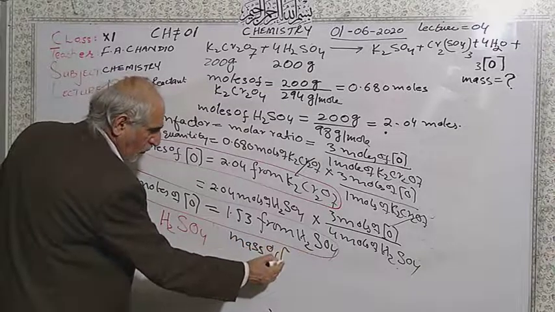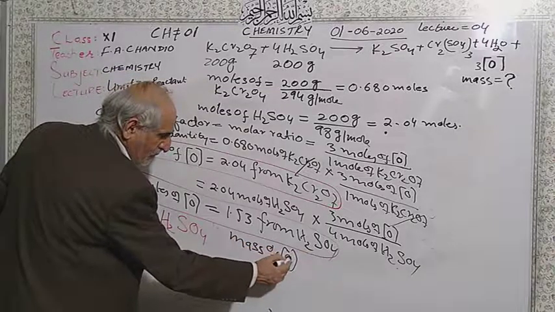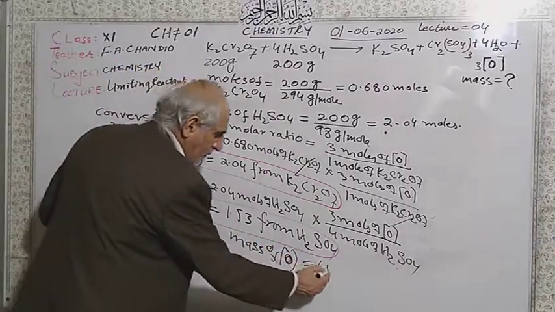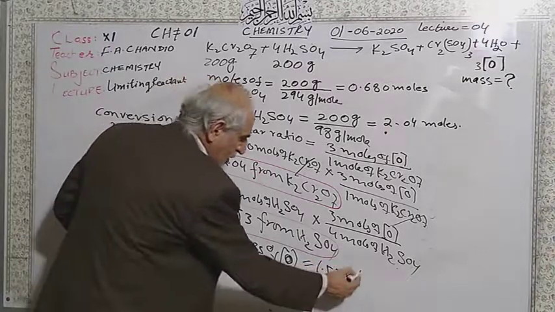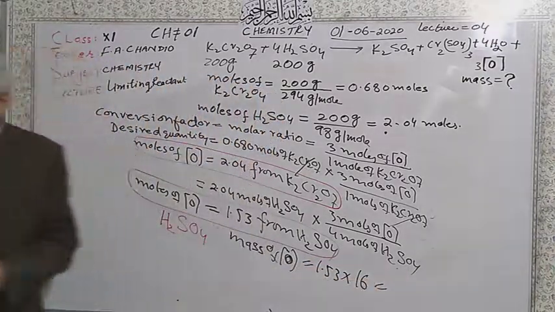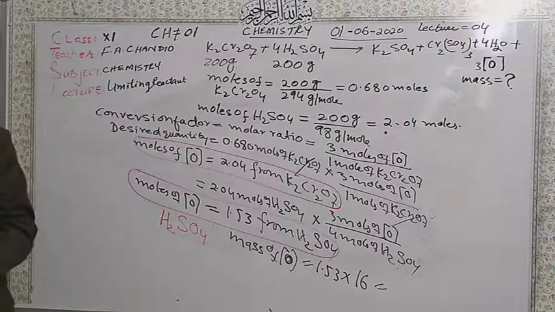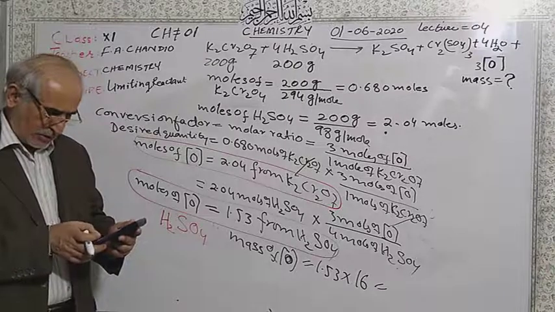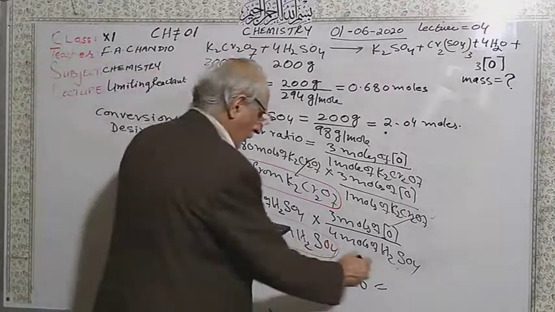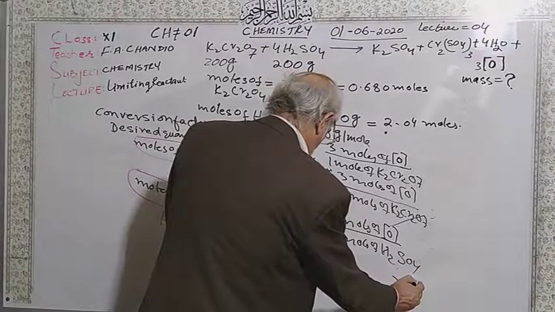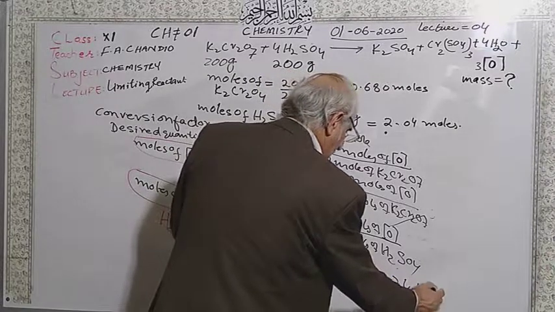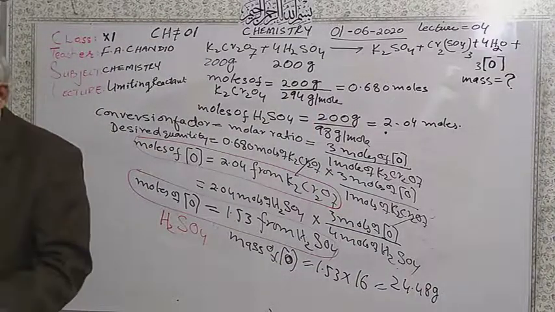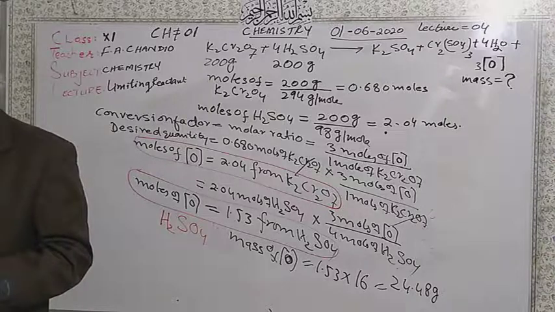Mass of nascent oxygen: mass is equal to moles multiplied by molar mass. Students, so moles 1.53 and nascent oxygen 16. So 1.53 multiplied by 16 is 24.48 grams of nascent oxygen. Yes, the answer is correct.